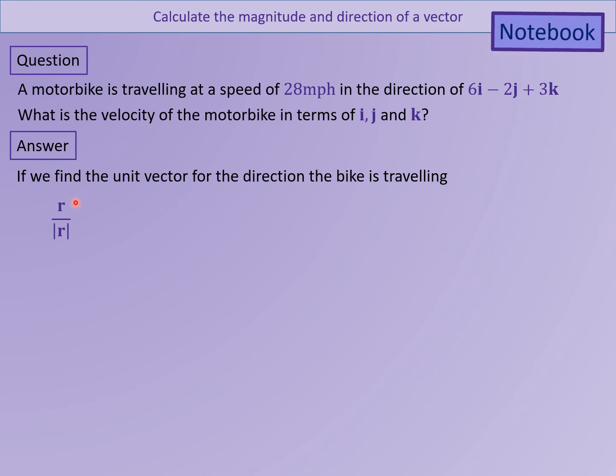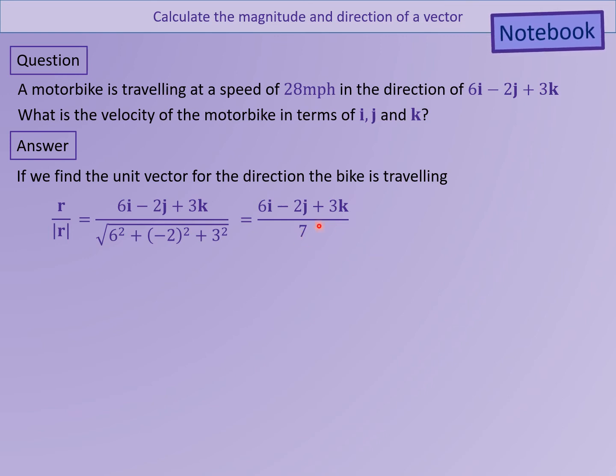So the r value is this, and what I'm going to do is find the magnitude of it first of all. So I want to work out the magnitude of r. I can do that by just squaring each of the elements and square rooting. Once I've done that, that comes out to be 7. That's nice. And then once I've got a 7, I can just write this back into i, j and k form. So there we go.